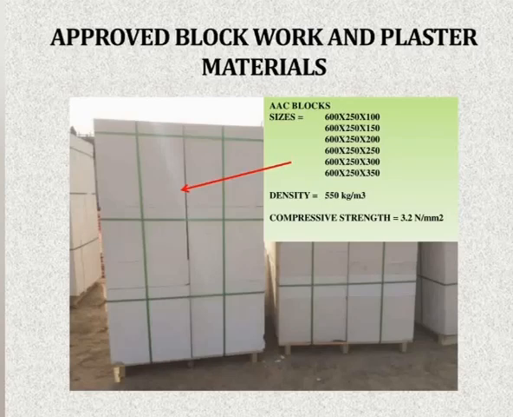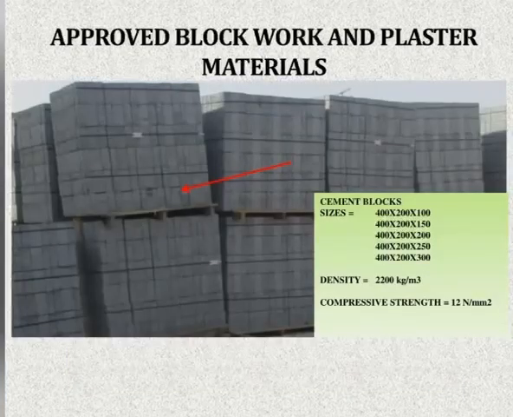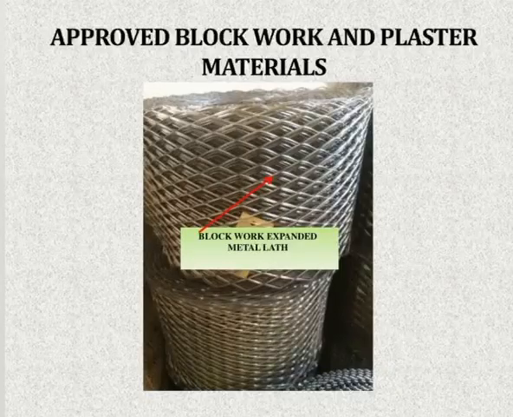In the approved block work, we have here the AC block, which is the low density block. Its density is only 550 kg per cubic meter. It is used for the non-load bearing walls. And we are also using the cement blocks, 2200 kg per cubic meter density. It is used for the load bearing walls, and also around the cavities, the shafts and openings.